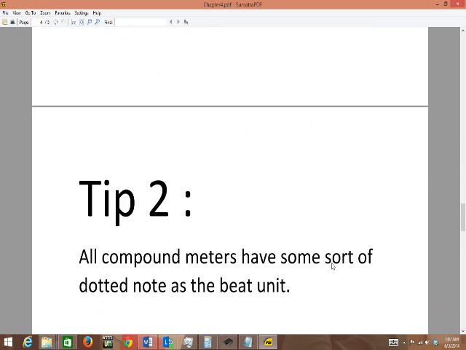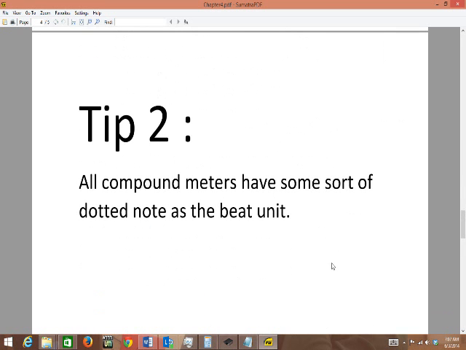Tip 2. All compound meters have some sort of dotted note as the beat unit. The main difference between simple and compound meters is that simple meters have a feel of 2 beat divisions per beat, and compound meters have a feel of 3 beat divisions per beat. Whenever you add up 3 of the same type of note, the only way to represent the sum of those notes is through a dotted note.